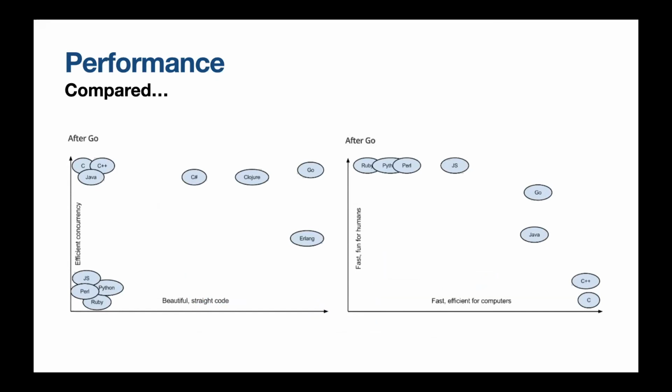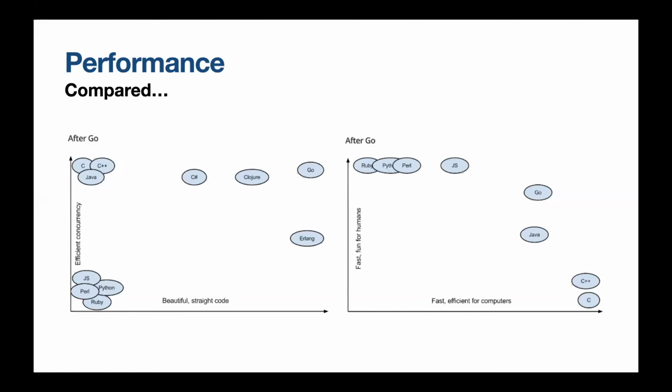The left diagram shows the efficiency for beautiful or straightforward code. Certainly C++ sits slightly above on readability. I don't have experience with Finland, so I cannot comment on that. But I don't know why they put Python and Ruby on the lower side for beauty. There is a lot of magic happening in Ruby, so maybe that's why they put it there. The right side diagram is for fast for humans and fast for computers.